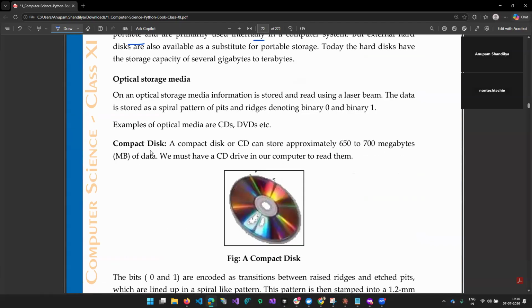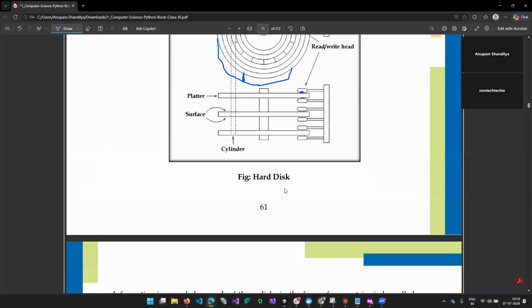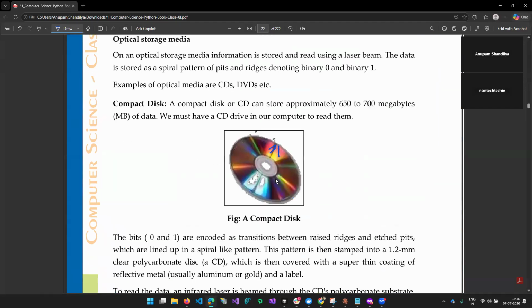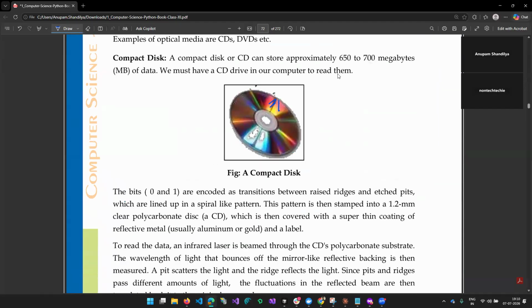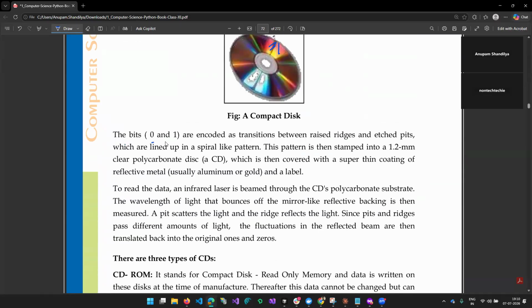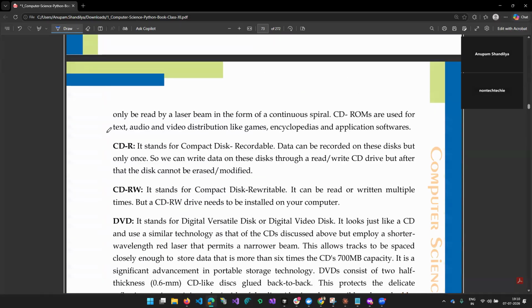Optical media, we have compact disc. We'll use laser to read it. Here we were using the magnetic orientation. Here we'll use laser to reflect light and find the data.